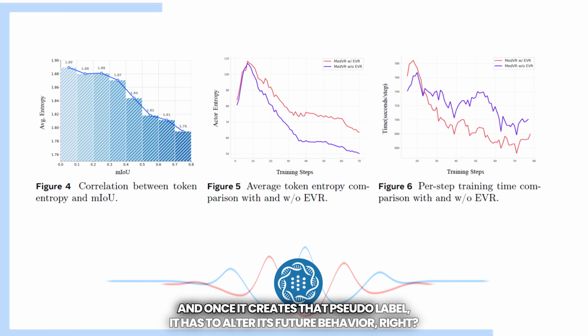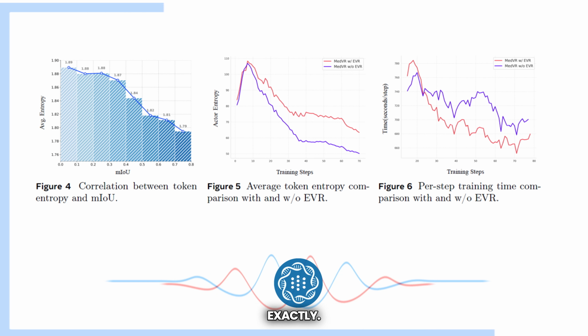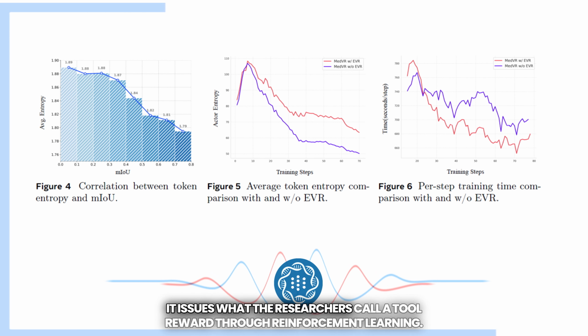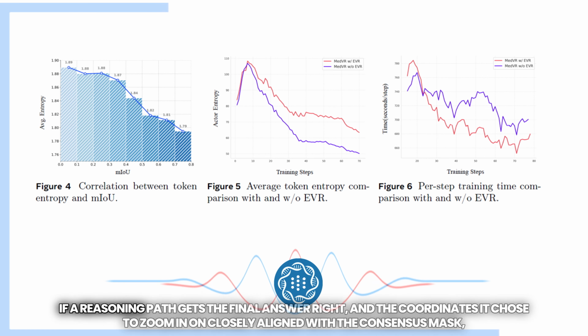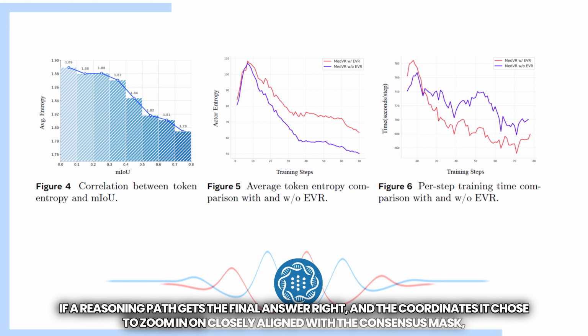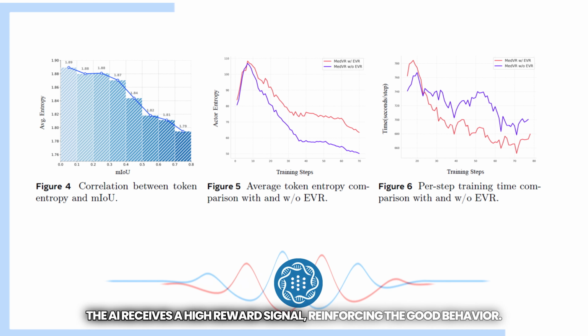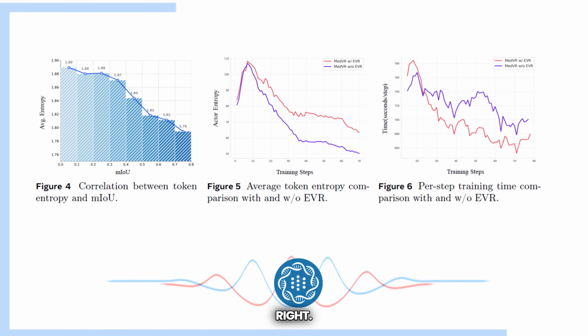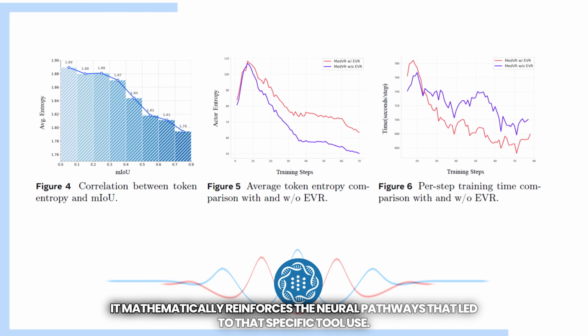And once it creates that pseudo-label, it has to alter its future behavior, right? Exactly. It issues what the researchers call a tool reward through reinforcement learning. Okay. If a reasoning path gets the final answer right, and the coordinates it chose to zoom in on closely align with the consensus mask, the AI receives a high reward signal. Reinforcing the good behavior. Right. It mathematically reinforces the neural pathways that led to that specific tool use.